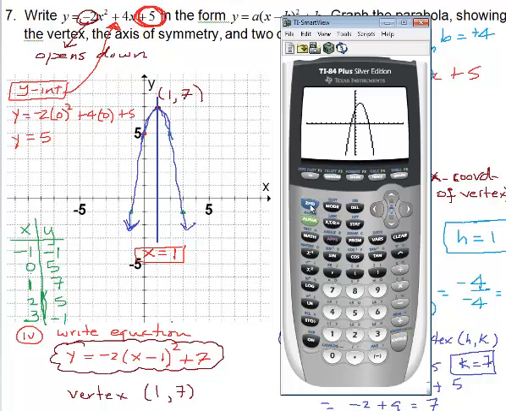And if you want to use the trace button or right here, you can calculate a value if you want. For example, we want to put in x equals 1 to see if we got 7 as our vertex, and we did. See, 1 and 7, so we know we have the vertex correct as well. Alright, so that's a complete solution to number 7 on page 91.